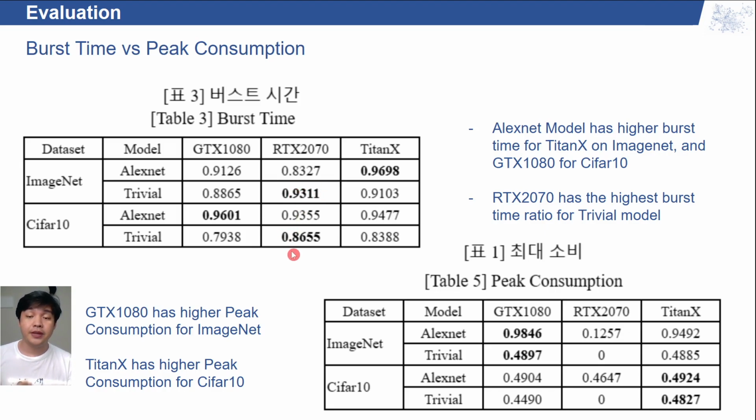On the other hand, for peak consumption, we can see that GTX 1080 has higher peak consumption for the ImageNet dataset, while Titan X has higher peak consumption for CIFAR-10. However, as mentioned previously, because of the nature of the CPU bottleneck, it also affects the peak consumption rate on the RTX 2070, and we have very low values for the peak consumption rate for RTX 2070 compared to the other 2 GPUs.